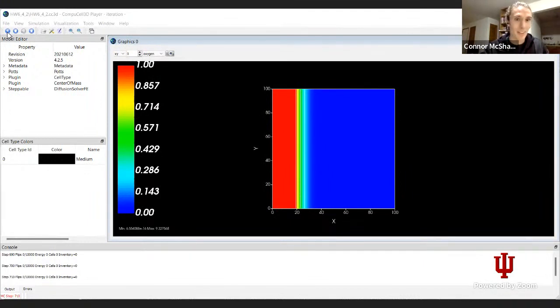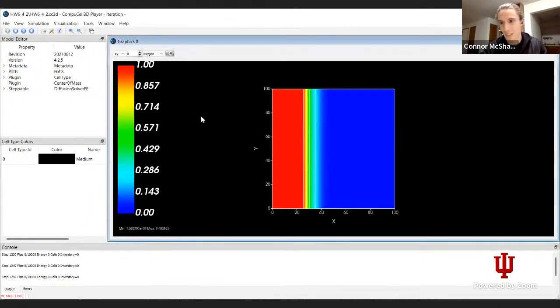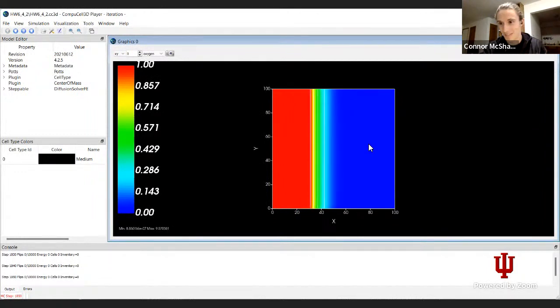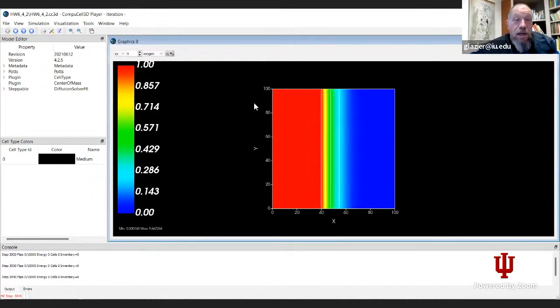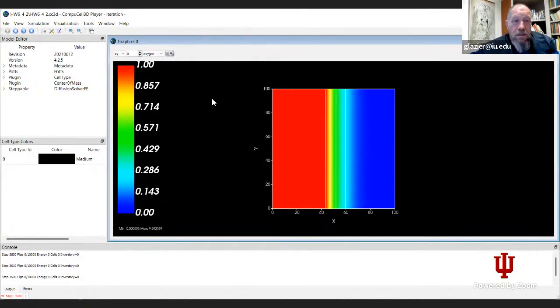But for now, here's our chemical gradient. People can see it now? Mm-hmm. Okay. So there's something that we discussed in class that you might want to do. What?